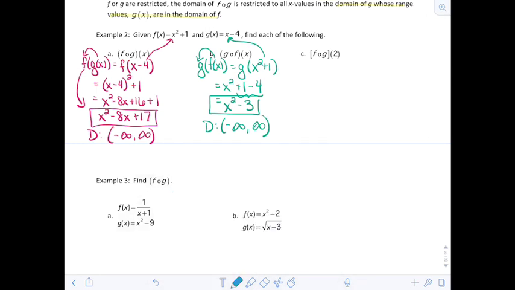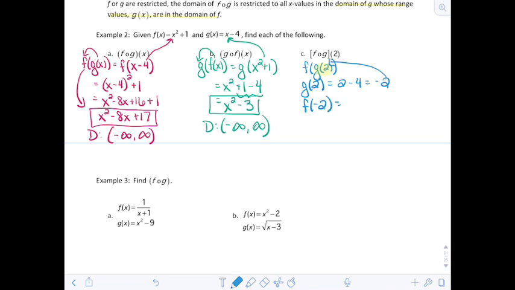Okay, and then letter C, f of g of 2. I'm going to rewrite it again. This helps me to remember I'm going to find g of 2 first. I'm going to get that value, so I'm going to come down here. g of 2 is going to equal 2 minus 4, which is negative 2. So if g of 2 is negative 2, I now want f of negative 2.